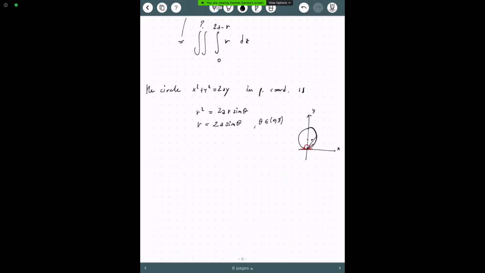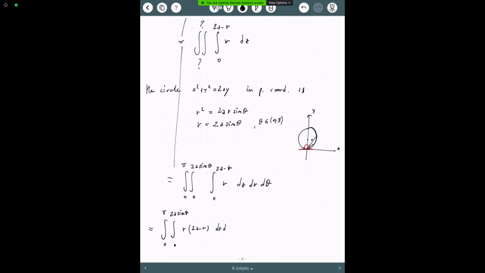We go down here. We have that this is equal to, so theta is between 0 and pi, we said. Now r is between 0 and 2a sine theta. And then we have z, which is between 0 and 2a minus r, r dz dr d theta. Okay, so what is this now? Let's see if we can integrate it smoothly. Now integrate in z, what do we get? We get r times 2a minus r, in dr d theta.